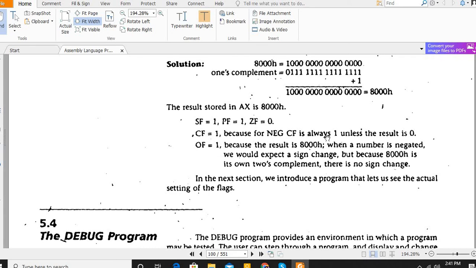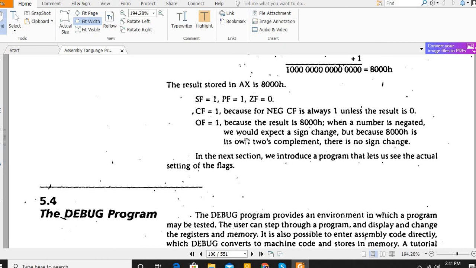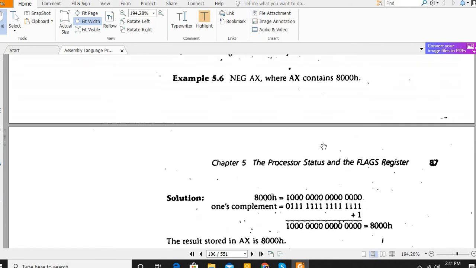This is our condition, which I have already told you at the very beginning of this lecture. And OF equal to 1. Now OF equals 1 because the result is 800H. When a number is negated, we expect that the sign will be changed. But in this example, you see that the sign is not changing. For that reason, your overflow flag will be 1. If your sign changes, then OF will be 0 for negate operations.